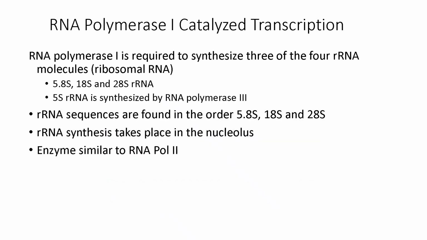RNA polymerase I is responsible for synthesizing most of the ribosomal RNA, specifically the 5.8S, 18S, and 28S rRNA components. These RNAs are synthesized in the nucleolus, where Pol I operates. Note that 5S rRNA is transcribed separately by RNA polymerase III. Pol I is structurally similar to Pol II, but it is highly specialized for high-output rRNA transcription, which is critical for building ribosomes in growing cells.